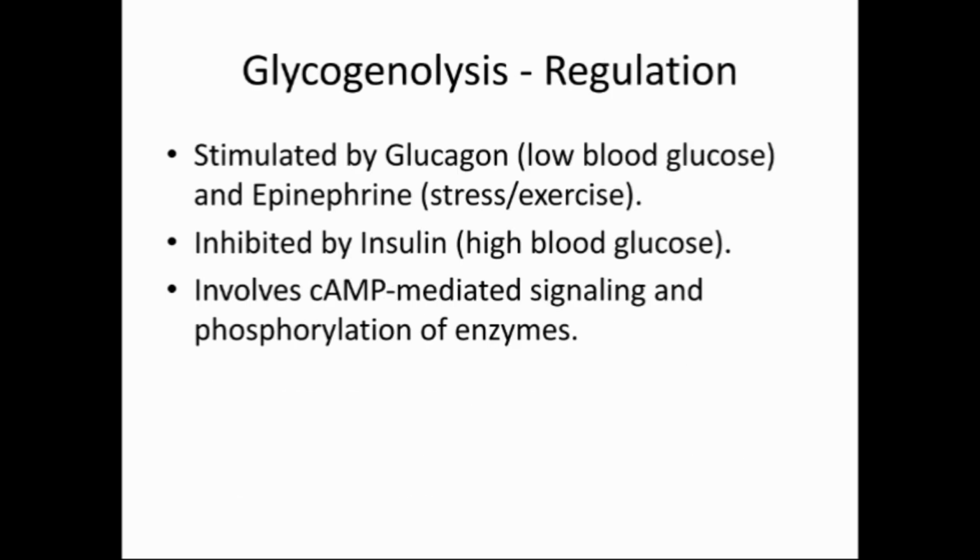Glycogenolysis is controlled by hormones. Glucagon acts in the liver when blood glucose is low. Epinephrine acts in muscles during stress or exercise. Insulin inhibits glycogenolysis after meals when blood glucose is high.